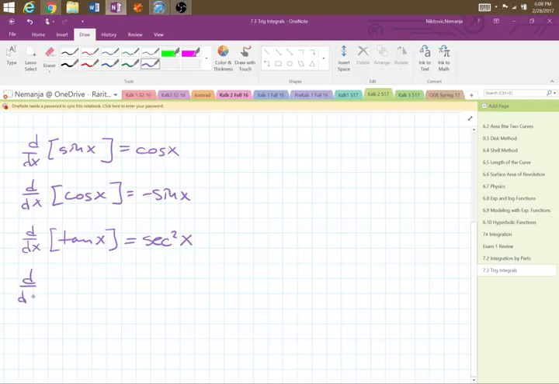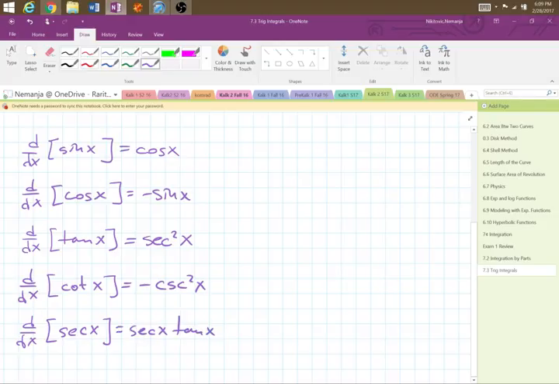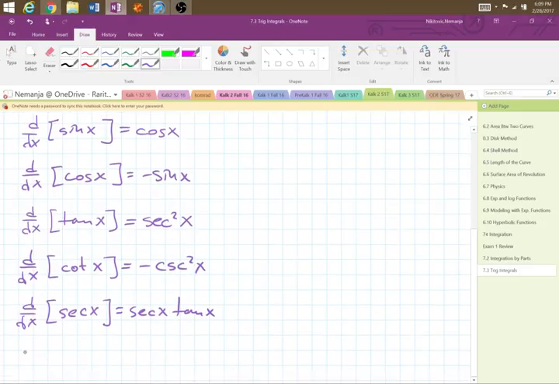And the derivative of cotangent x is? Negative cosecant squared. Very good. And then the derivative of secant x is? That's secant x tangent x. Very good. And then the last one, the derivative of cosecant x is? Negative cosecant x cotangent x. You got to know them all.